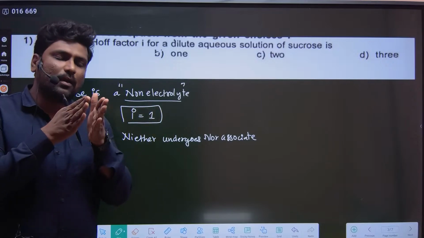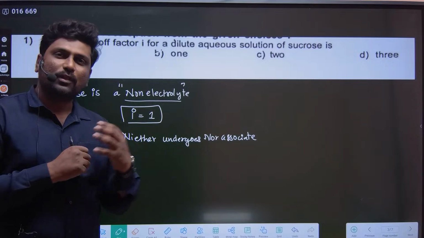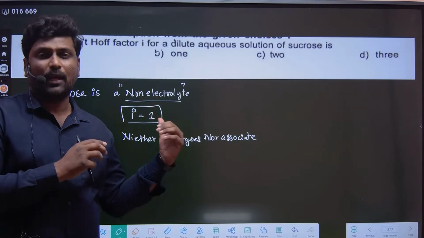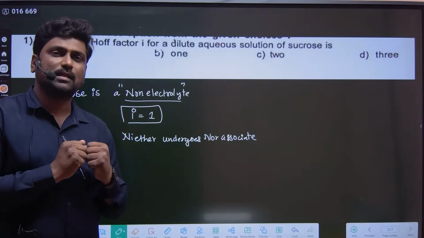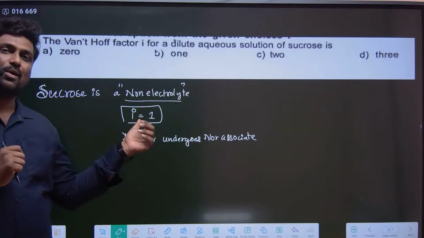Why? Because they never undergo dissociation or association. So there will be only one sucrose molecule, there are no ions. It will be retained with its molecular formula and molecular mass. So therefore the i value is 1.